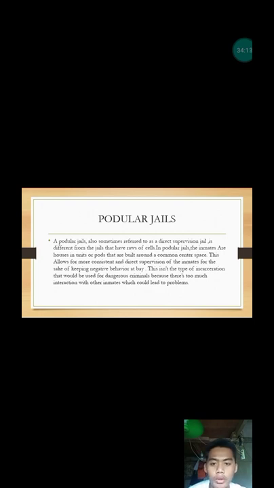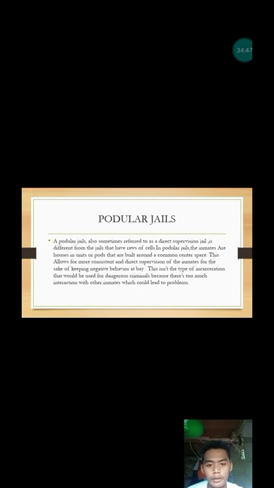Podular jails. Podular jails, also sometimes referred to as direct supervision jails, are different from jails that have rows of cells. In podular jails, the inmates are housed in units or pods that are built around a common center space. This allows for more consistent and direct supervision of the inmates for the sake of keeping negative behavior at bay. This isn't the type of incarceration that would be used for dangerous criminals because there's too much interaction with other inmates, which could lead to problems.